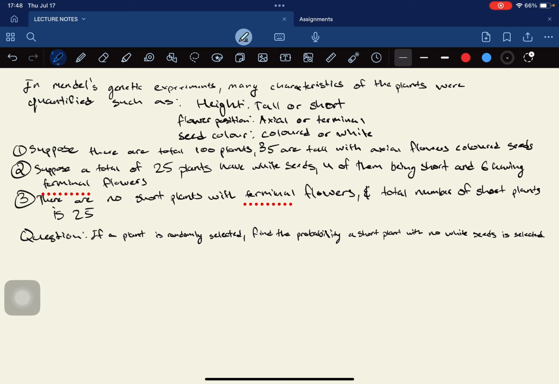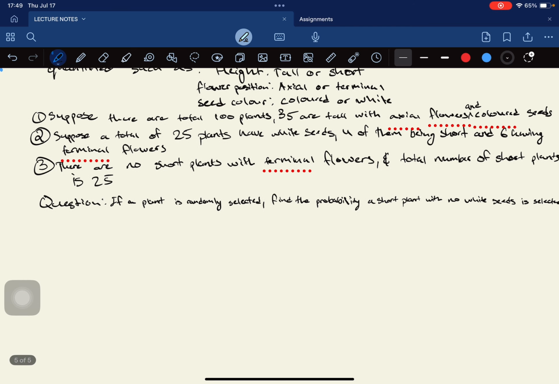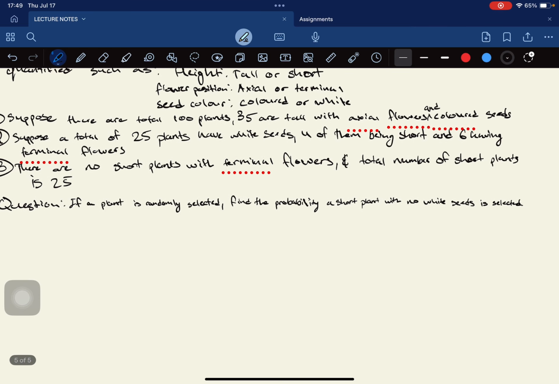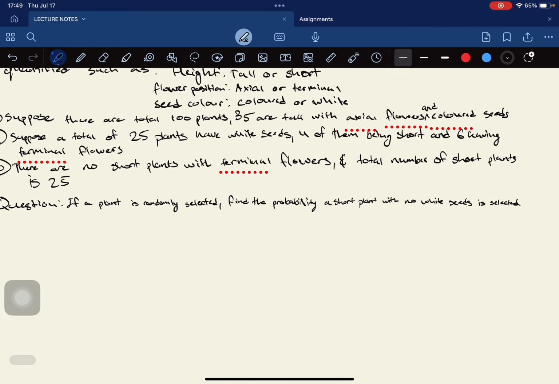Suppose there are a total of 100 plants, 35 are tall with axial flowers and colored seeds. And suppose a total of 25 plants have white seeds, four of them being short and six having terminal flowers. There are no short plants with terminal flowers, and the total number of short plants is 25. So the question: if a plant is randomly selected, find the probability a short plant with no white seeds is selected.